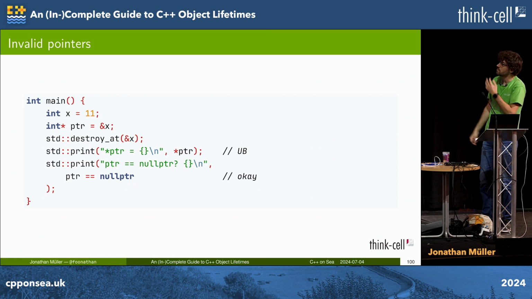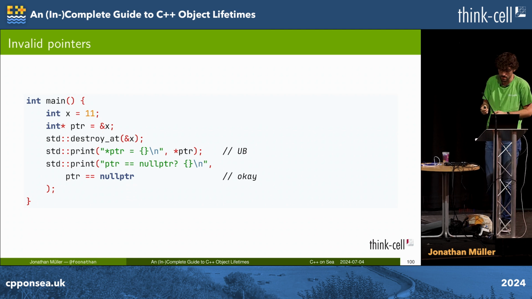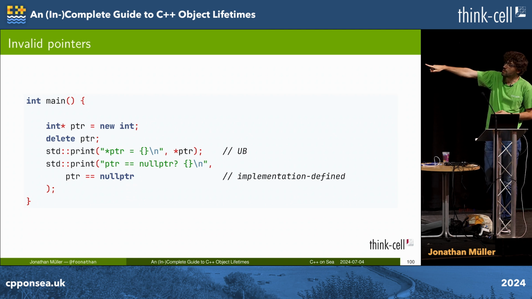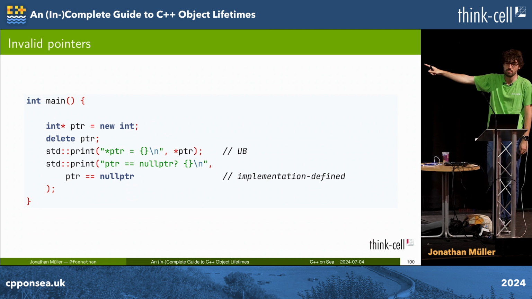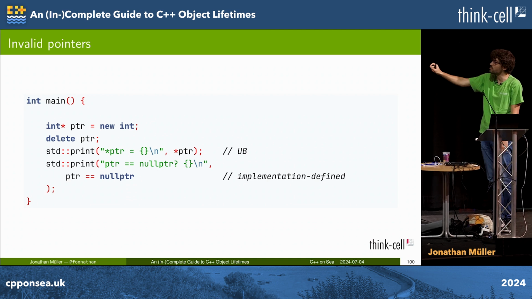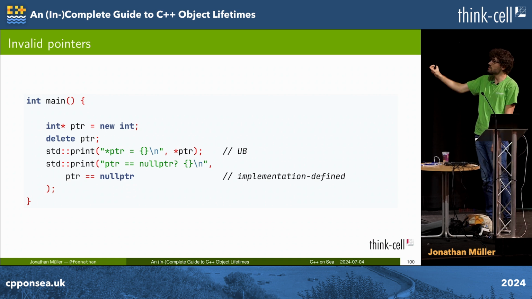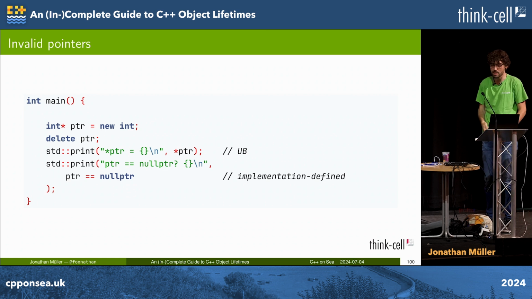For automatic variables, the dereference after destruction is undefined behavior, but the comparison with null pointer is fine, right? You have a pointer, we destroyed it, doesn't matter, it's fine. But if we put the thing on the heap and we delete the pointer, now the comparison with null pointer is implementation defined because the pointer points to deallocated storage. And crucially, this might be true. Right? An implementation may choose to set pointers to null pointer after you've deallocated the storage. No implementation does it, but they're permitted because it's implementation defined what exactly is an invalid pointer value.